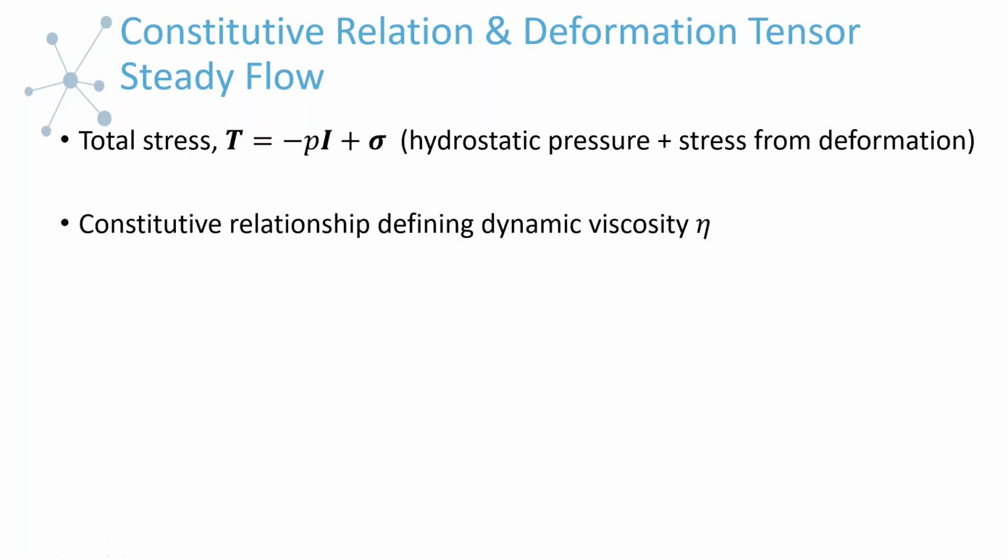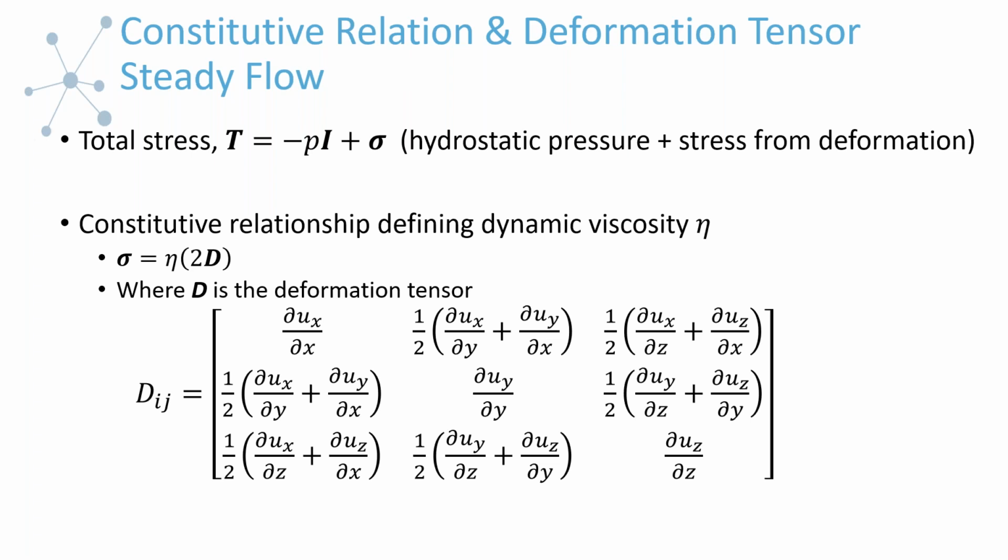Now the constitutive relationship in this full form is going to define dynamic viscosity, and that's what our instrumentation generates. That's what rotational instruments, which are probably the most common means of measuring viscosity, generate. So this is the full form of this constitutive relationship, where D is what we're referring to as the deformation tensor. And just as the stress has 9 potential components, the deformation tensor has 9 potential components.